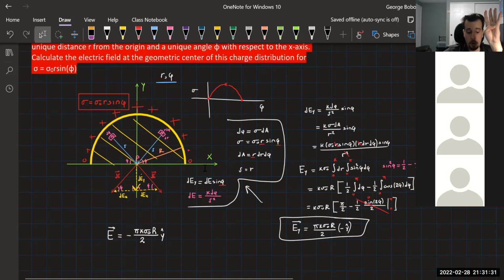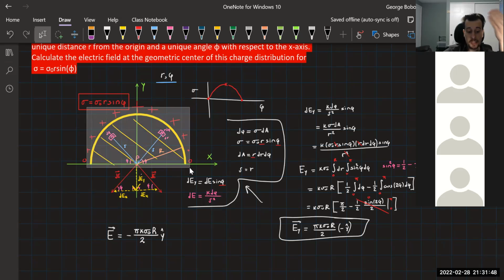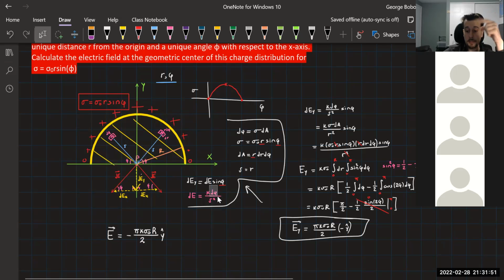Step number 4, what's dq? That's where you'll be thinking, am I dealing with lambda, sigma, or rho? So what's dq here? Well, you're dealing with 2D, so that's going to be a sigma. So dq is going to be sigma dA. That's what we see here. Step number 5, what's dA? Well, what coordinates are you in? You're in polars. You know how to find the dA in polars. It's r dr d phi. So put it down. That's step number 5.